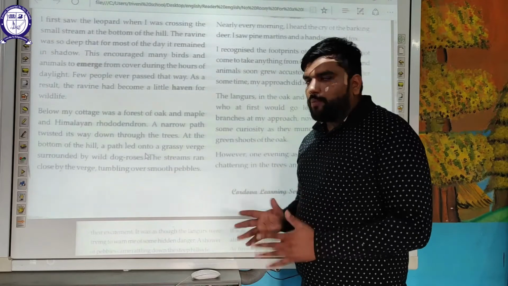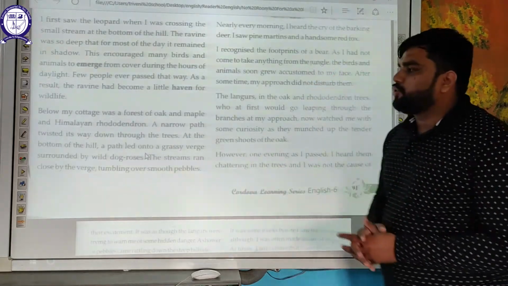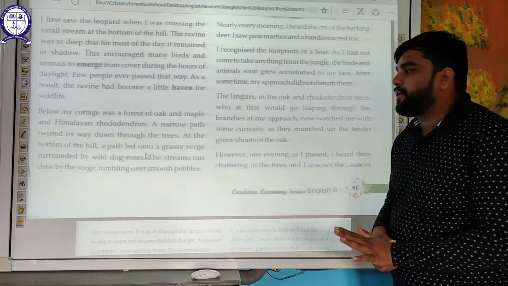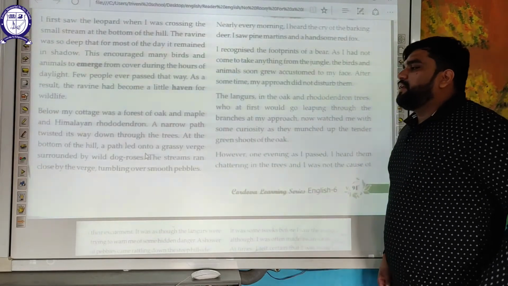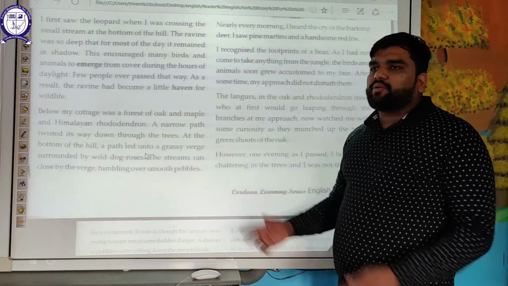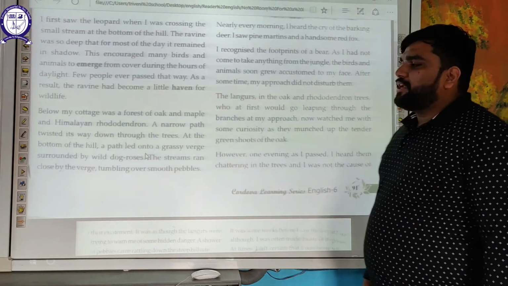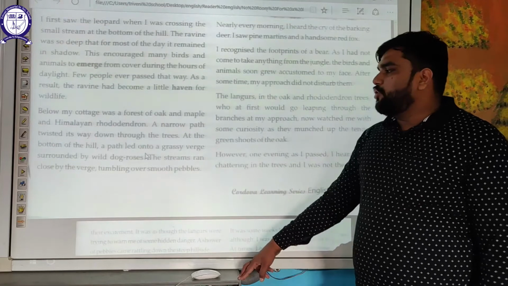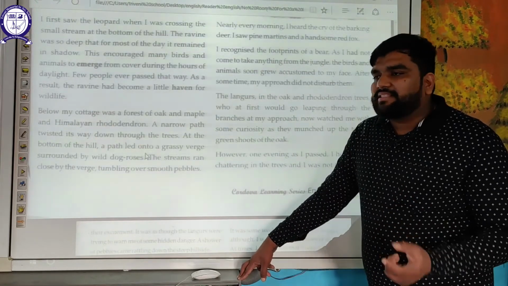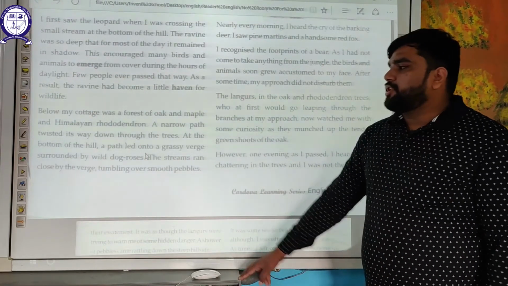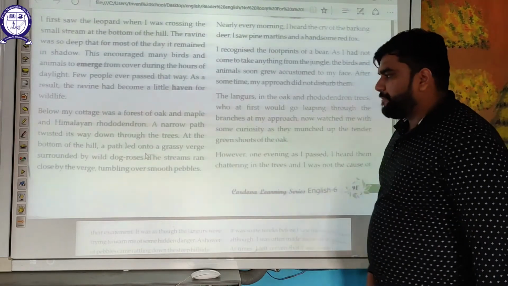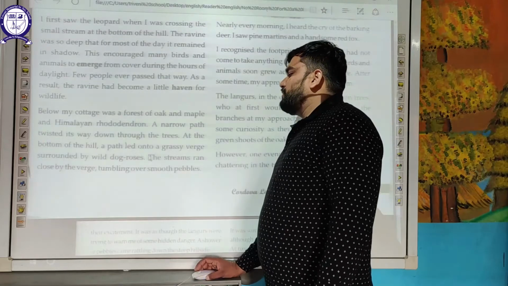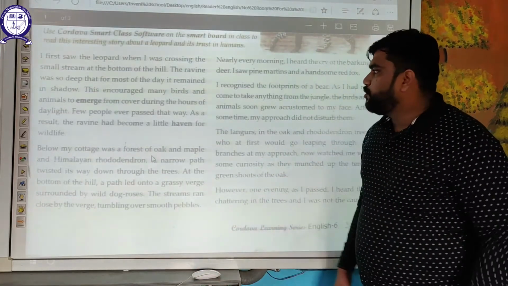Now a narrow path twisted its way down through the trees. Within the trees there was the path to move on. At the bottom of the hill, a path led onto grassy walls, that was the grasslands over there, surrounded by wild dog roses. Dog roses are wild plants. The streams ran close by the walls. The water stream was running over there, tumbling over the smooth pebbles, that is, going through the smooth pebbles.